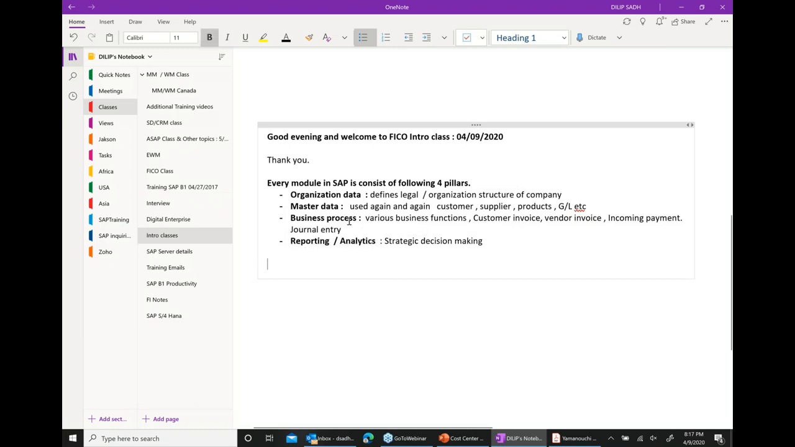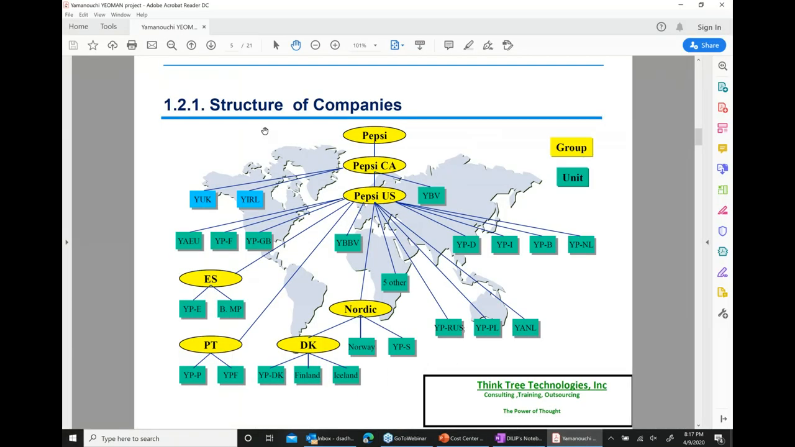And that's what happens in finance. That's exactly what happens in every module in SAP. They're constructed in very similar fashion. Here, this is the organized structure of the company. Let's look at this picture carefully. Now, what does this picture say? Okay, now this is just an example. I took the example of Pepsi because it's a common example. It can apply to any company for that matter.